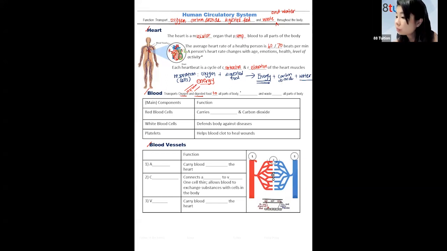Okay, so if we fill in the blanks here, carbon dioxide, and waste. So it carries digested food and oxygen to all parts of your body. And it carries the waste products and carbon dioxide from all parts of the body to be removed, to be released through your lungs. Do you understand?